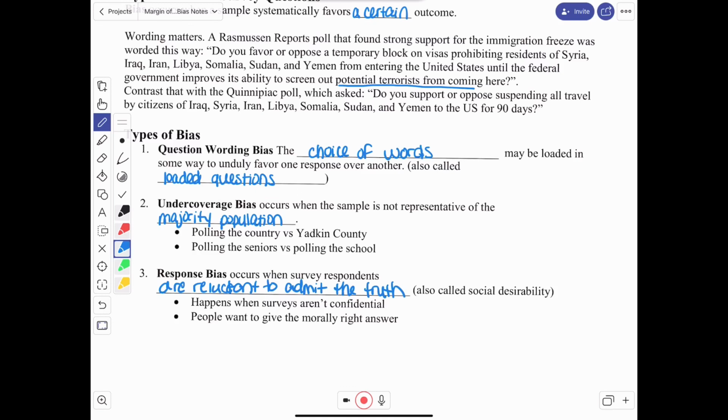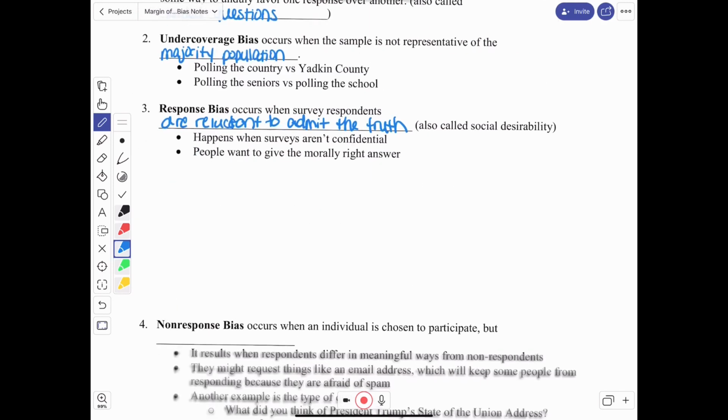So it could be asked something like, have you ever smoked in your life? Or have you ever done drugs? Or do you always stop at a red light? Or maybe like this day and time, do you always wear your mask when you're out in public, or do you wear your mask the right way? So something that's being asked face to face, if the survey isn't confidential, people just want to give what they think you want to hear.